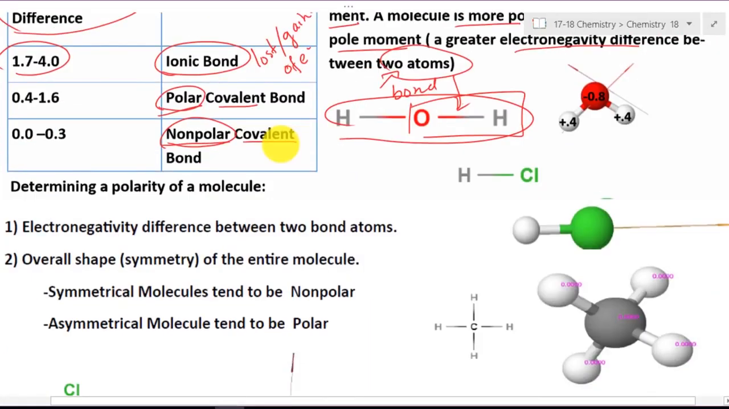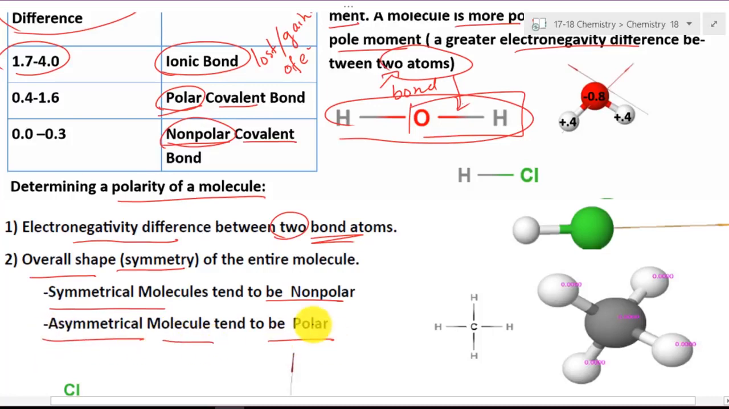Now let's look at how we determine the polarity of a molecule. Of course, we are going to look at the difference of electronegativity between two atoms that are bonded together, okay? Then after that, if we have more than two atoms involved in these molecules, we're going to look at the overall shape or the symmetry of the entire molecule. Symmetrical molecules tend to be nonpolar, and we're going to look at that in a moment. And asymmetrical molecules tend to be polar. And of course, we're going to look at that in a minute.